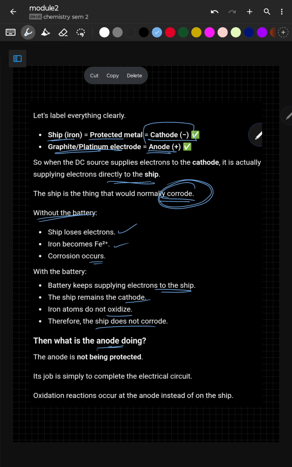And then why do we need an anode? The anode is not being protected here. The anode is an inert material, correct? Its job is simply to complete the electrical circuit. Oxidation reactions occur at the anode instead of the ship. That's why we are using the anode. Don't get confused: iron would undergo corrosion, which is exactly why we make it the cathode. We supply it with so many electrons that it remains the cathode, so no oxidation occurs.